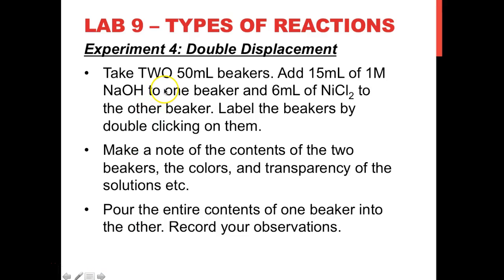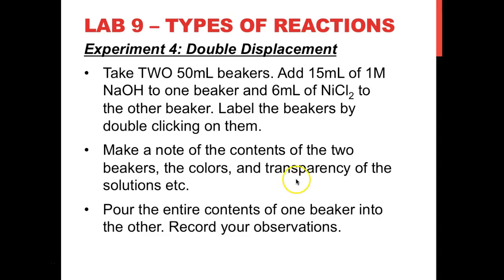In the fourth experiment, it's double displacement. So you're taking two beakers. One will have 15 ml of sodium hydroxide. The other would have the 6 ml of nickel 2 chloride. So click on those beakers to label them. Make a note of what the contents look like, what the colors are, and the transparency. Transparency: is it transparent to light? Is it cloudy or is it clear?